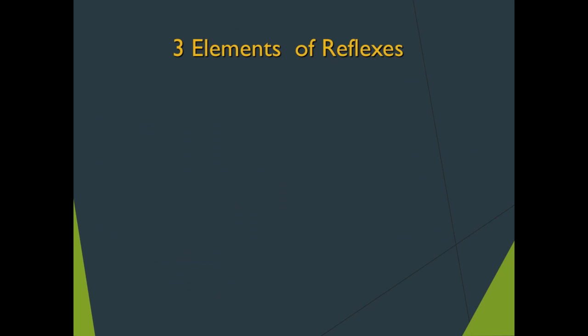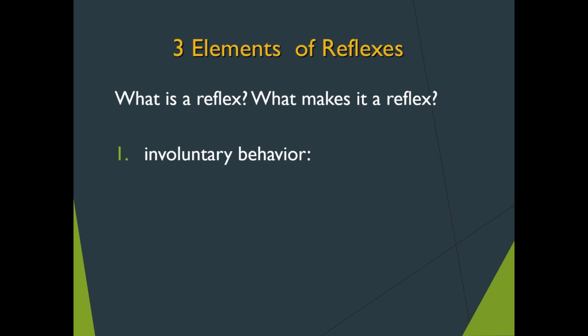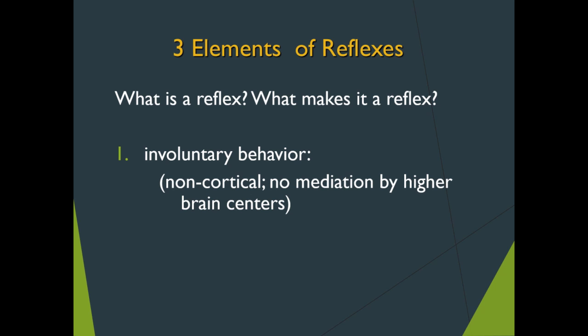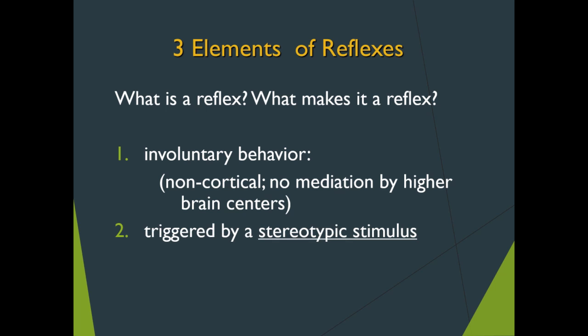There are 3 elements of reflexes that define it. Number 1, at the heart of it is that it is an involuntary behavior. There is no command from a cortex or the higher centers of the brain that tells us to move in a certain way. In other words, it's an automatic response. It will have to be triggered by a stereotypic stimulus. The reason that stereotypic word is there, it means it has to be the same type of stimulus every time. It is that rigid in its definition. If there is a stereotypic stimulus, there is a stereotypic response.